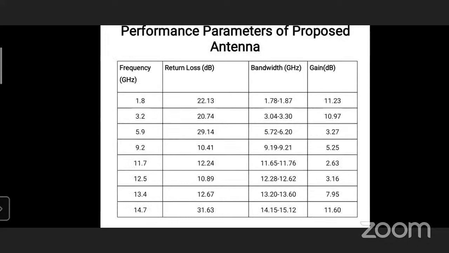These are the performance parameters of the proposed antenna. We are getting 8 bands from 1.8 gigahertz to 14.7 gigahertz. Return loss for every frequency band is very good. We are getting a maximum of 31.60 decibels of return loss. The gain of the proposed antenna is also very good. The minimum gain was obtained at 11.67 gigahertz, equal to 2.63 decibels, while the maximum gain is 11.60 decibels.